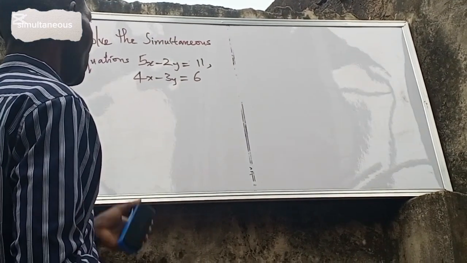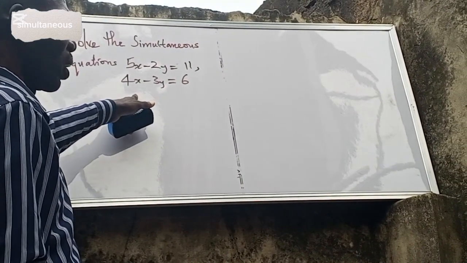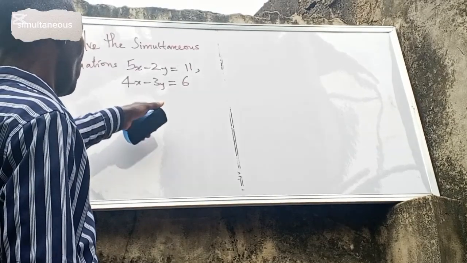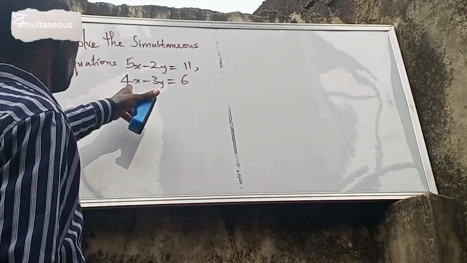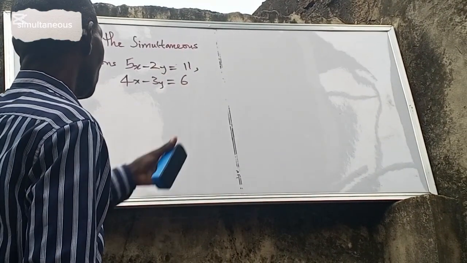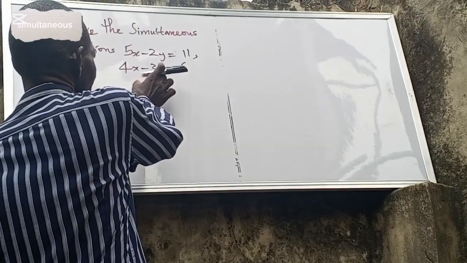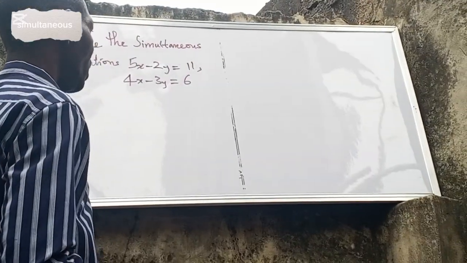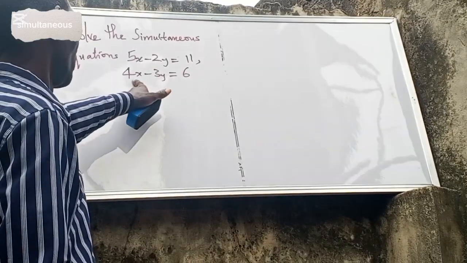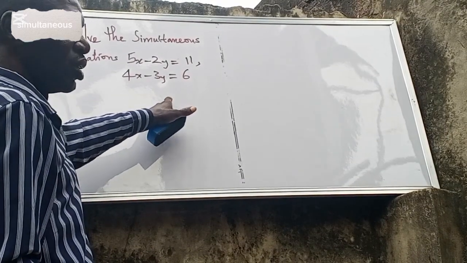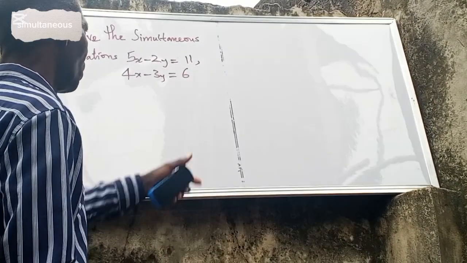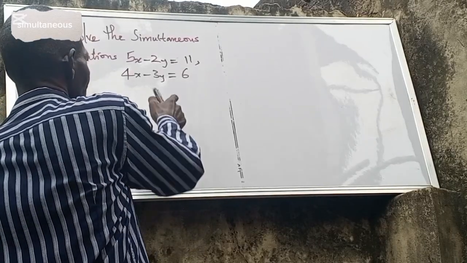So in that case, the approach to use here is the elimination method to quickly solve this kind of equation. If the coefficients are greater than 1, the simplest way to solve this kind of simultaneous equation is to use the elimination method, which we are going to use right now.